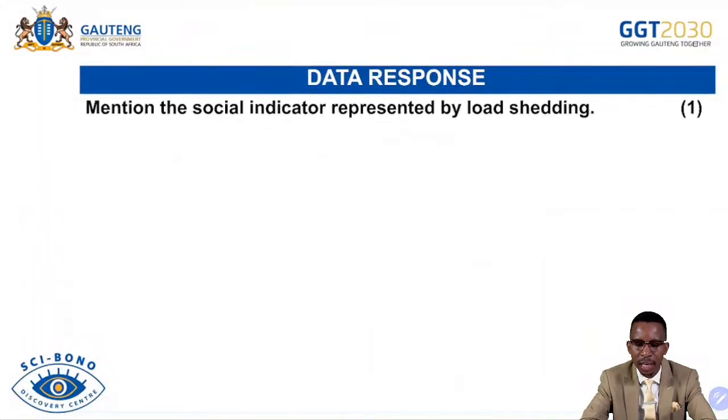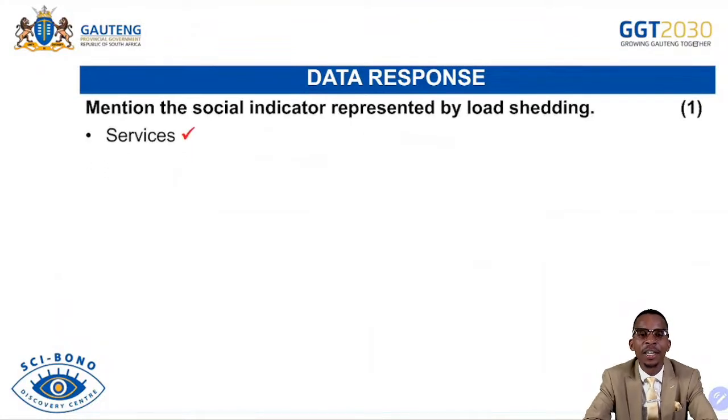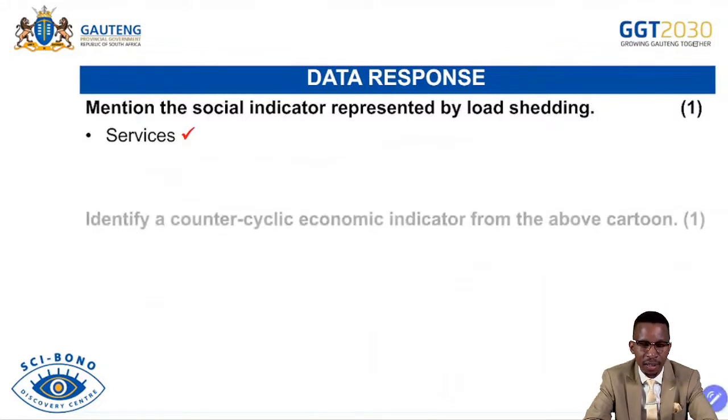Mention the social indicator represented by the load shedding. Remember, services. If ever there is an electric supply, it's a part of services under social indicators.